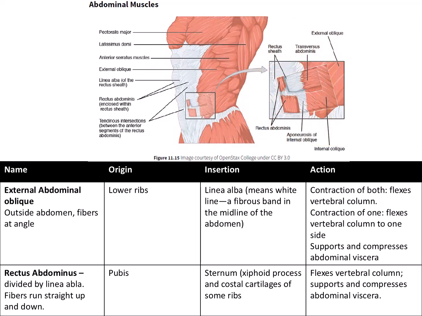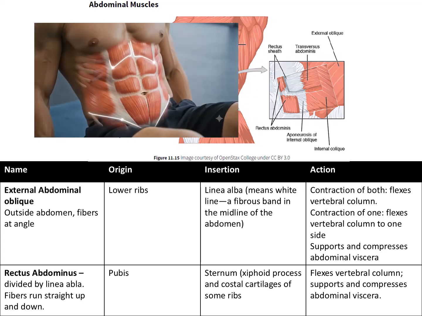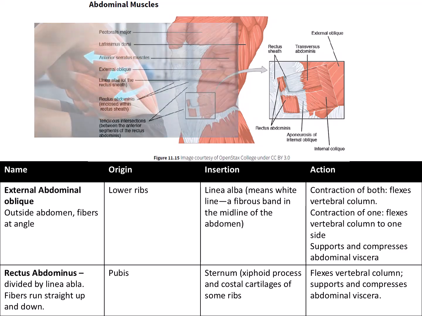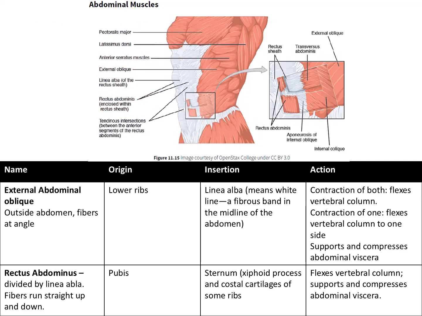Next up is the rectus abdominis muscle. Rectus means the fibers run straight up and down. The rectus abdominis originates on the pubic bone and inserts on the xiphoid process of the sternum and costal cartilage of the lower ribs. It is divided by the linea alba. When the rectus abdominis contracts, it flexes the vertebral column. It also helps to support and compress the abdominal viscera. When the rectus abdominis muscle contracts, it will increase abdominal pressure. This is important for such functions as urination, defecation, vomiting, and childbirth.